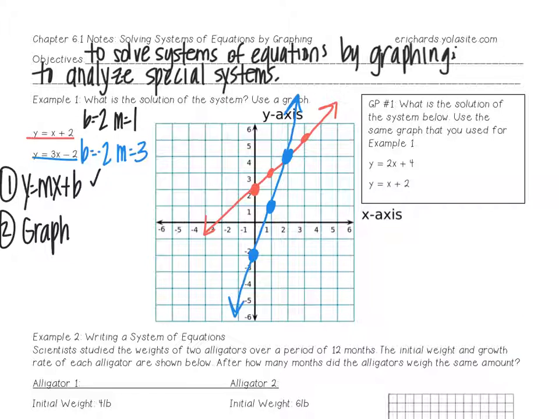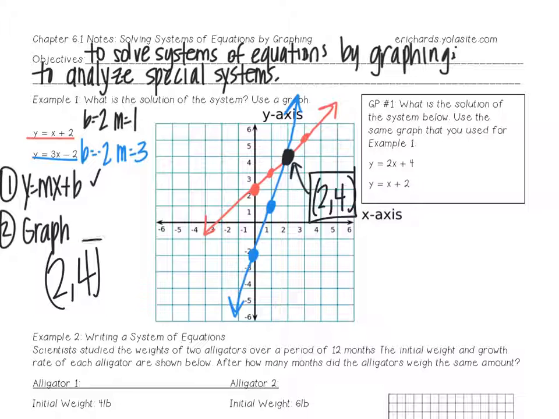And you'll notice that they cross right here at this point, and that is the point 2 on the x-axis and 4 on the y-axis. So the point 2, 4 are my x, y values that satisfy the system. So my answer to the system is 2, 4.